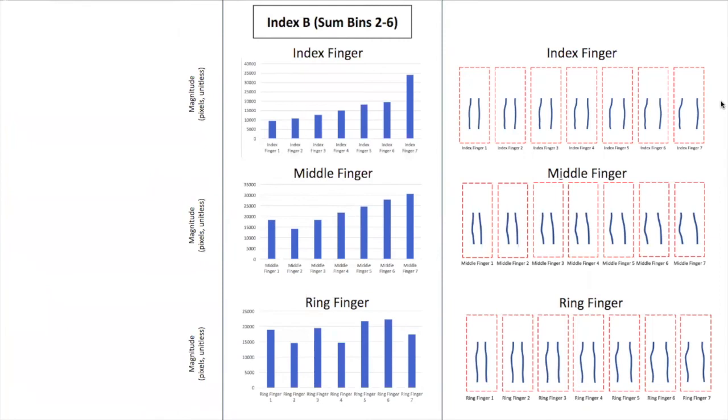When examining the frequency plots, we also derived a different index called index B by summing the values of bins 2 through 6. Index B quantifies the gradients of the index finger and middle finger well, as seen in the top two rows, but not the ring finger, which is the bottom row.